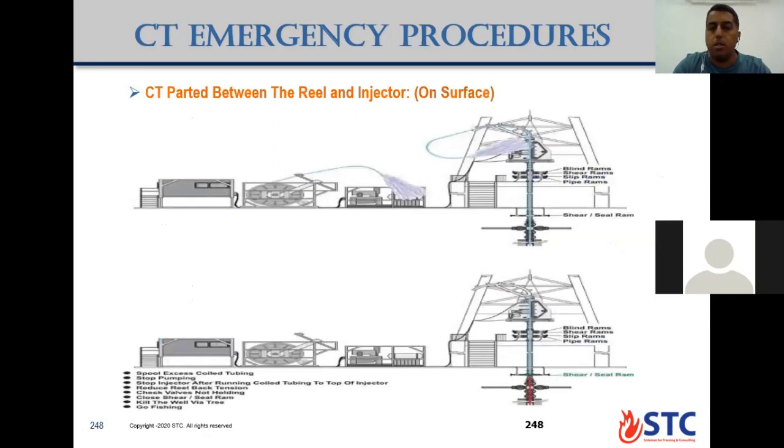Coil tubing now is cut or parted between the reel and injector, like here, at the surface where you have the cut. In this case, you have a long crack, and from the crack it is weak, and you have a cut in the coil tubing at the surface. So the rest of the coil tubing can be dropped inside the well. What are the correct actions?